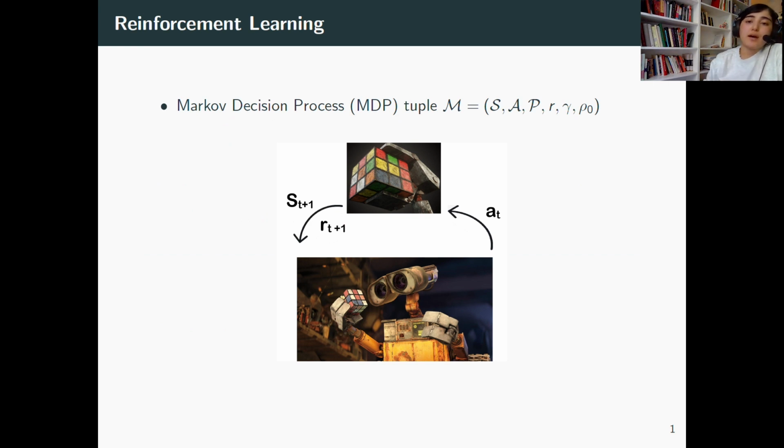So you can see we have a Markov decision process represented as a tuple here. We have an agent interacting with an environment, observing states, taking actions, receiving some rewards, and exploring and trying to find an optimal policy which will give maximum expected cumulative discounted rewards.